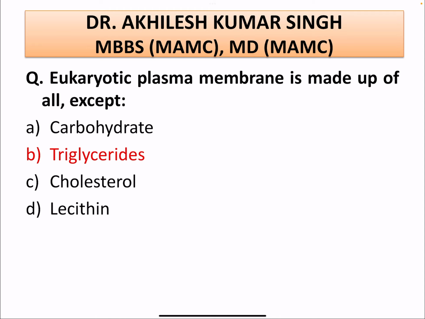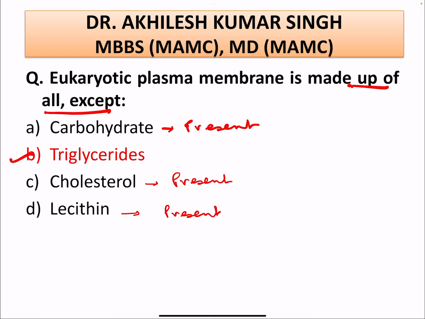So in this question, made up of all except, our answer will be triglycerides. Carbohydrates are present, right? Cholesterol is also present. Lecithin, which is also a lipid, is also present in the cell membrane. But triglycerides are usually not present in the eukaryotic cell membrane. So the answer will be B, triglycerides.